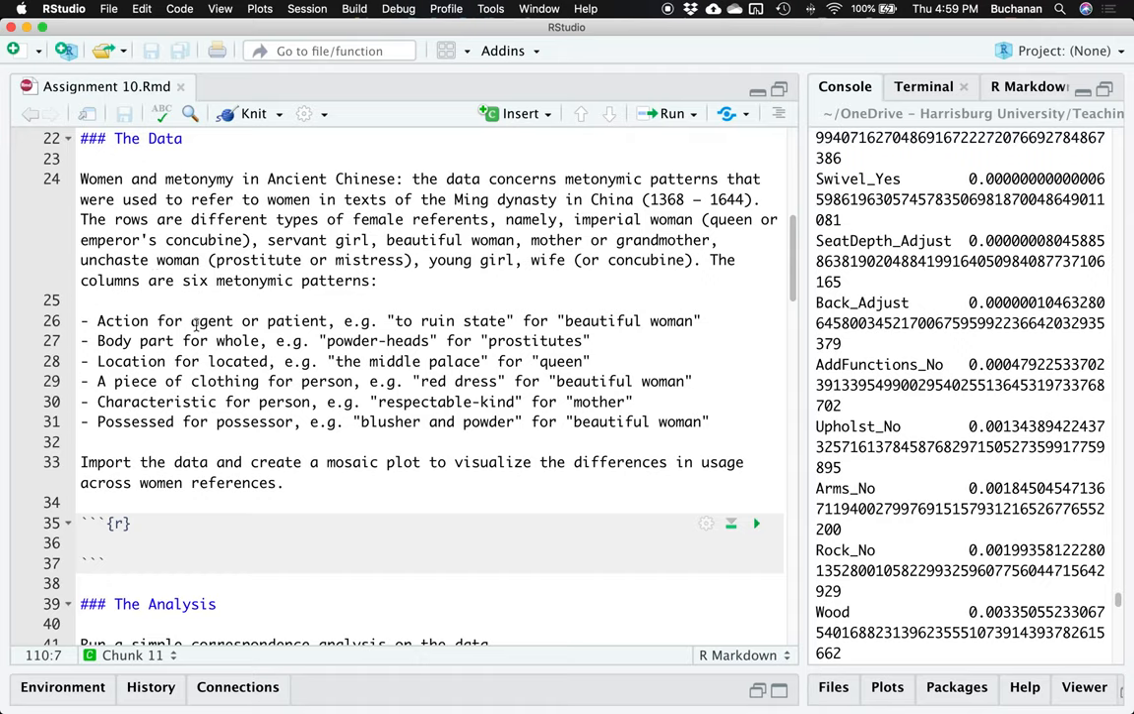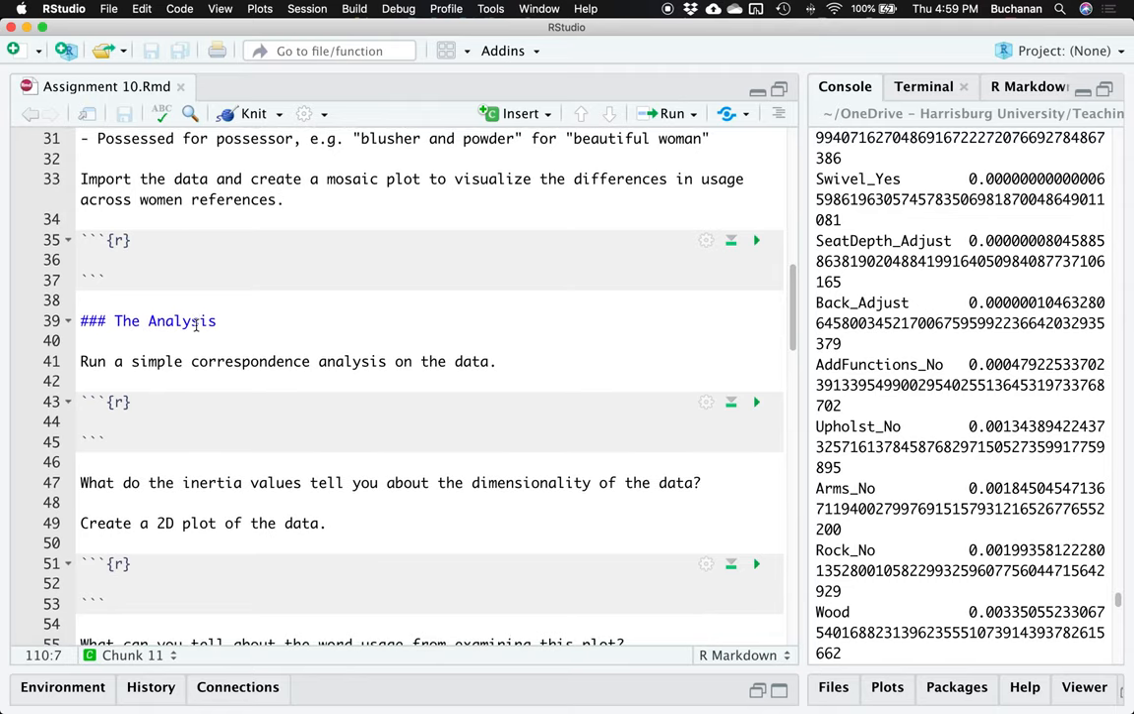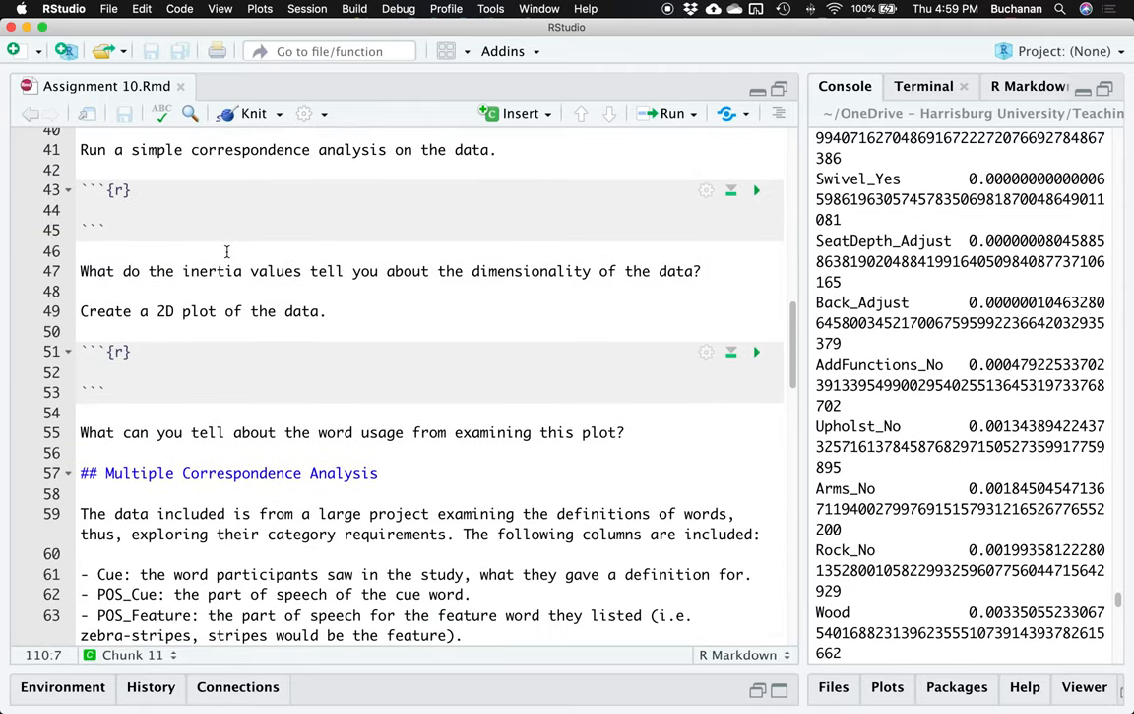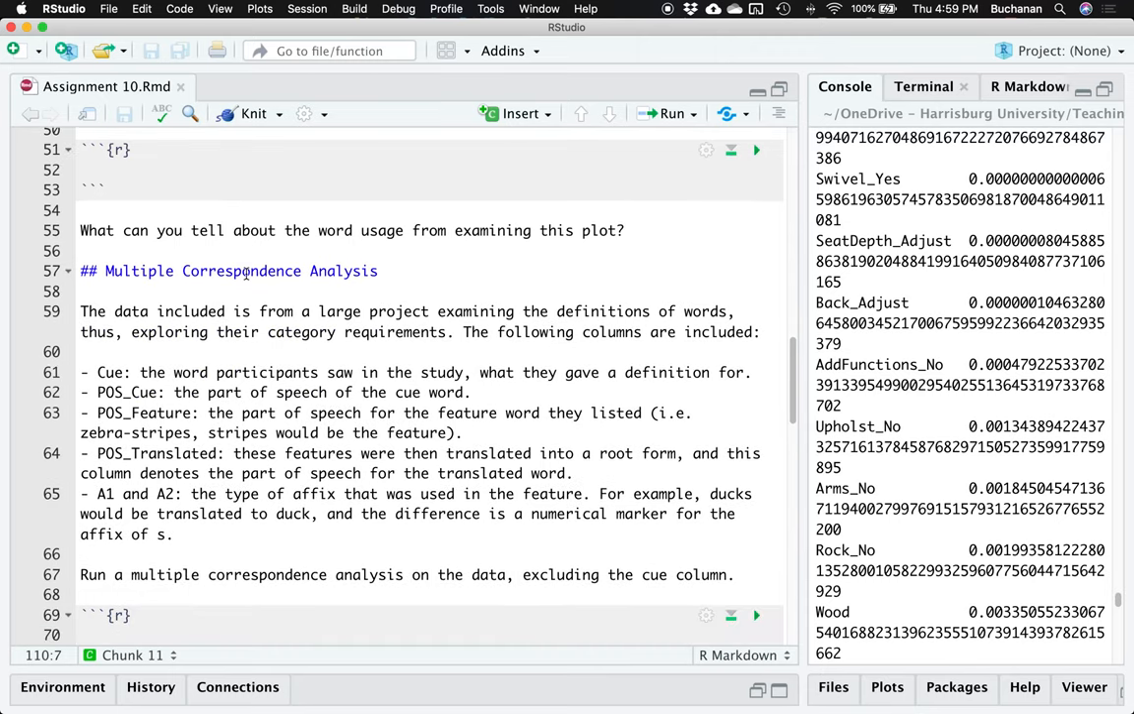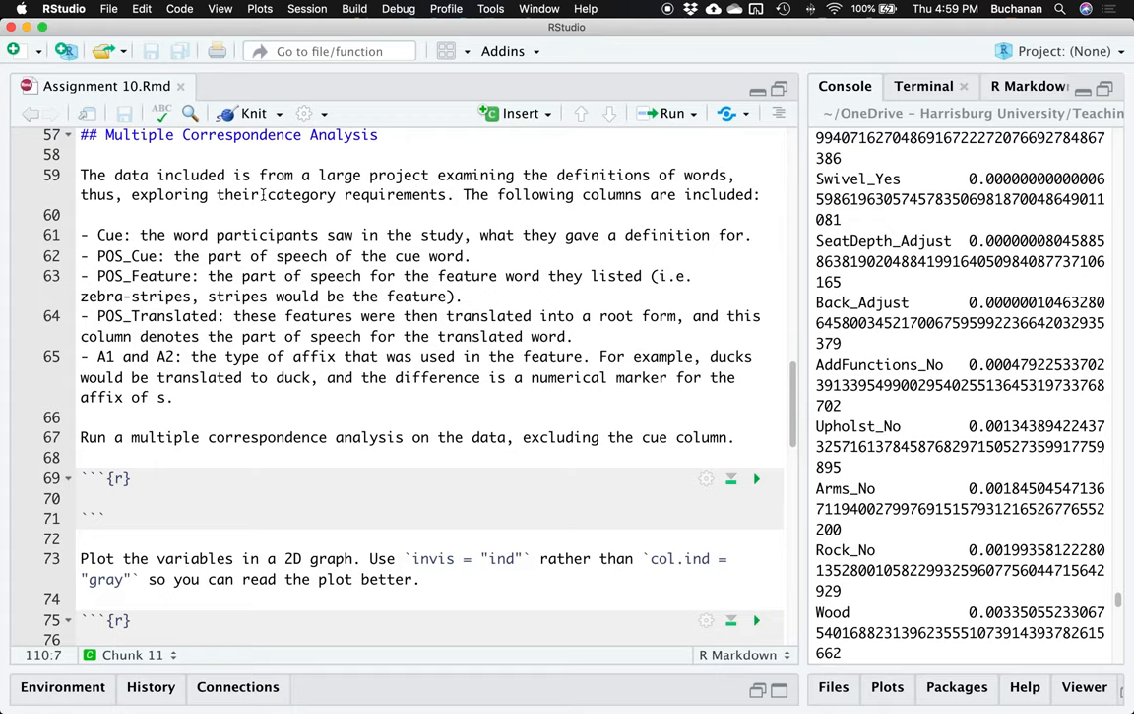Okay. So some examples. You'll create a mosaic plot to visualize those examples. Run a simple correspondence analysis and create me a plot. Tell me what it is. Interpret it, please.